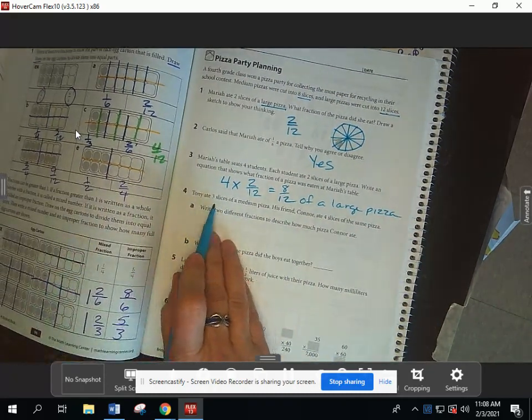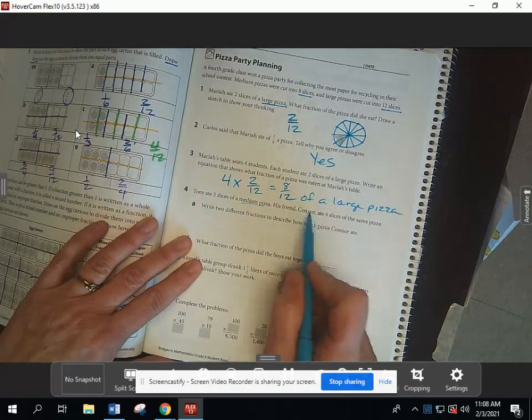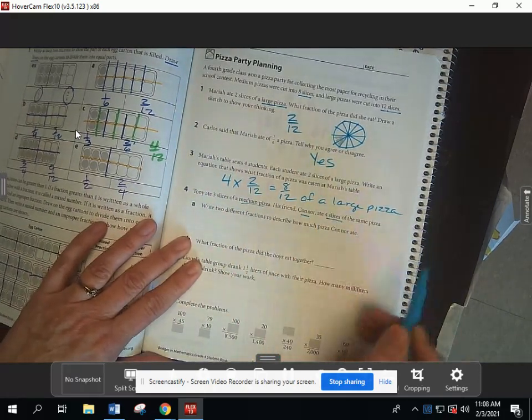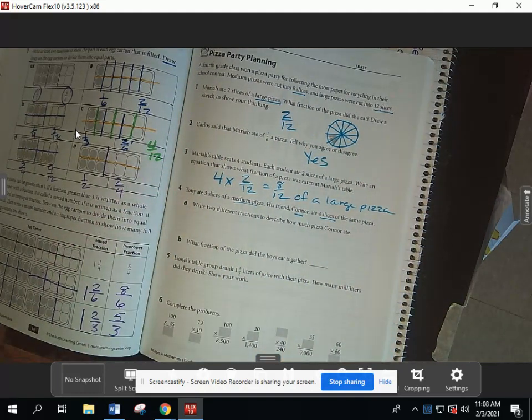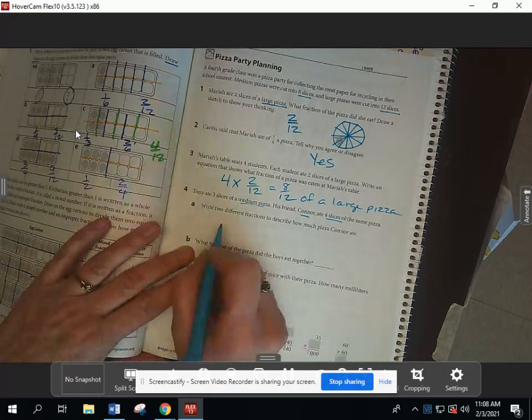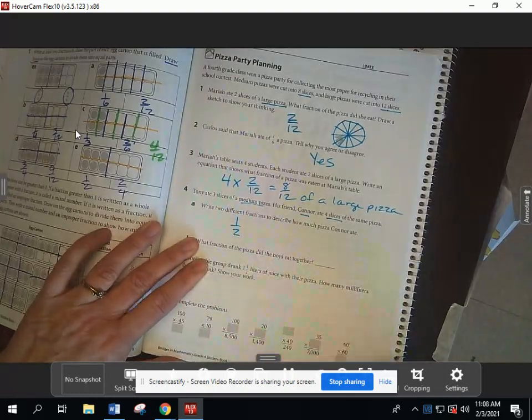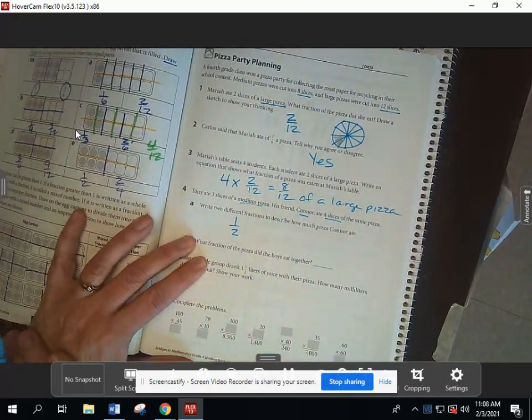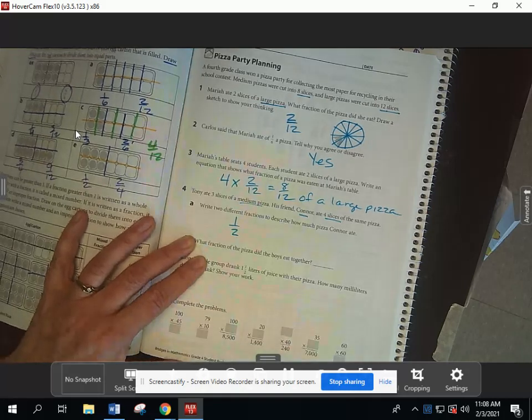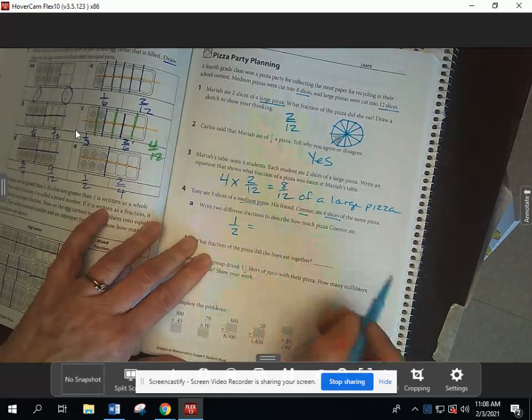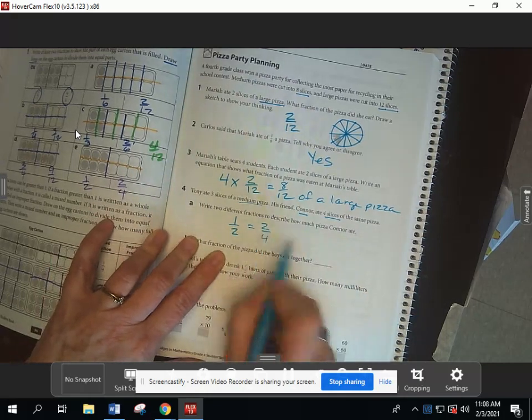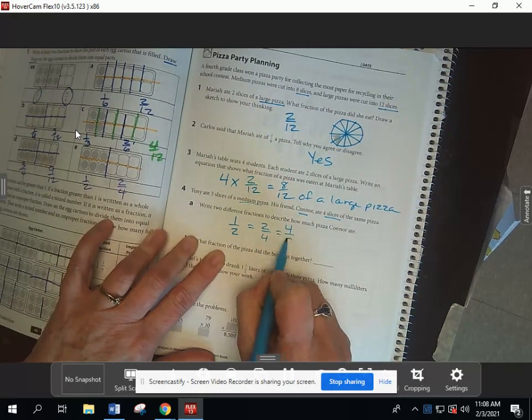Okay, it says Tony ate 3 slices of a medium pizza, and his friend Connor ate 4 slices of the same pizza. Write 2 different fractions to describe how much pizza Connor ate. Who thinks they can do this? Okay, Phoenix. Okay, what's another way of writing that he had 4 slices? Okay, I could also say we had 2/4, or we could say that he had 4/8.